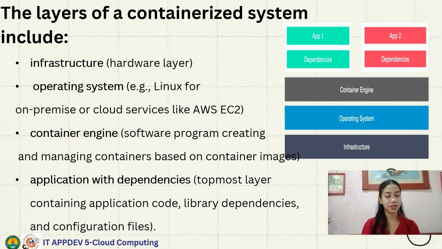Next is the container engine. The container engine or container runtime is a software program that creates containers based on the container images. It acts as an intermediary agent between the containers and the operating system, providing and managing resources that the application needs. And last is the application and dependencies. The topmost layer of the containerization architecture is the application code and the other files it needs to run, such as library dependencies and related configuration files.